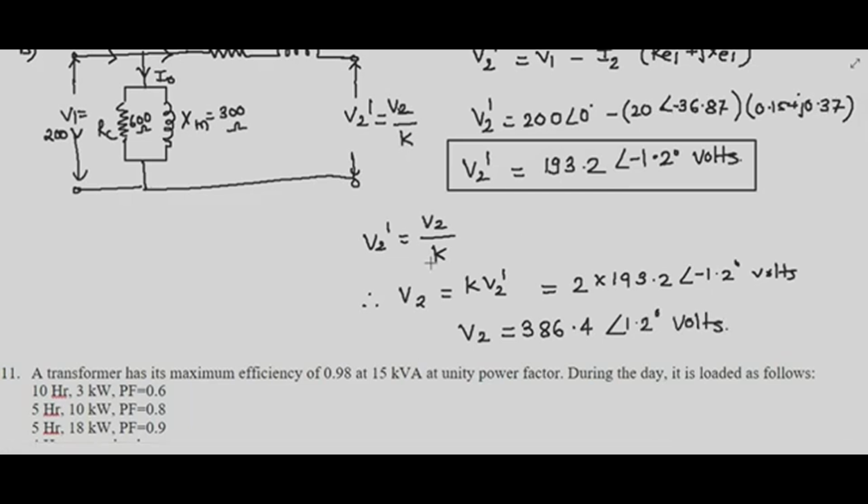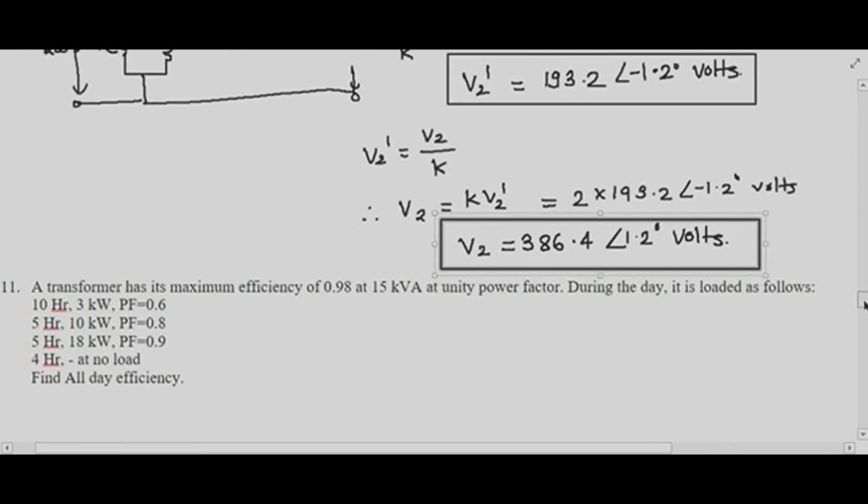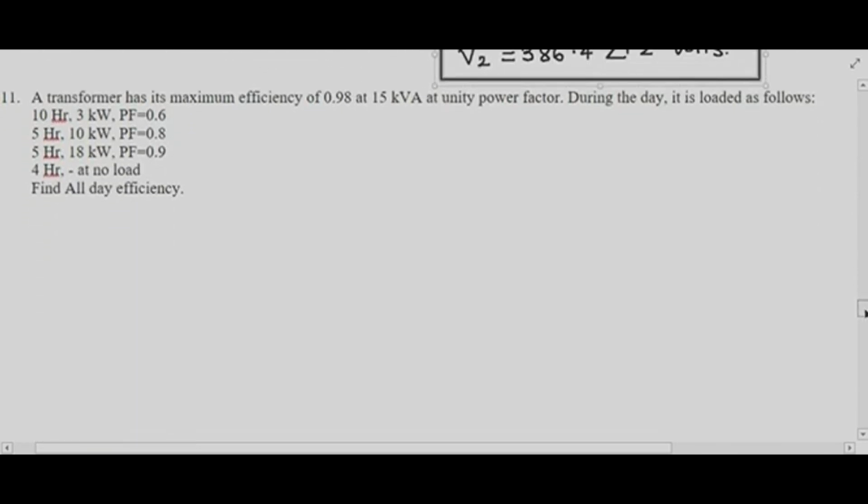So this is a very simple problem. Don't get confused in this. First of all, we have to see what quantities are given, and from those quantities what we can find out. Now let us move to the next problem, which is based upon the calculation of efficiency of the transformer.